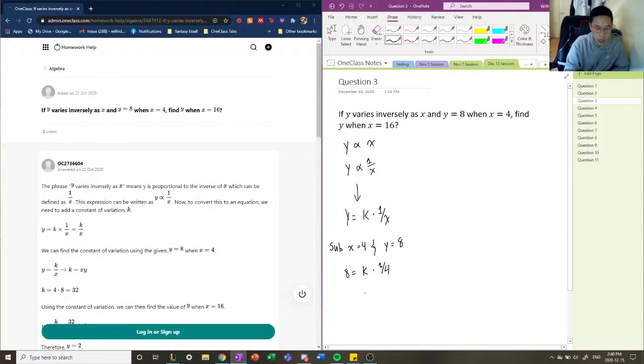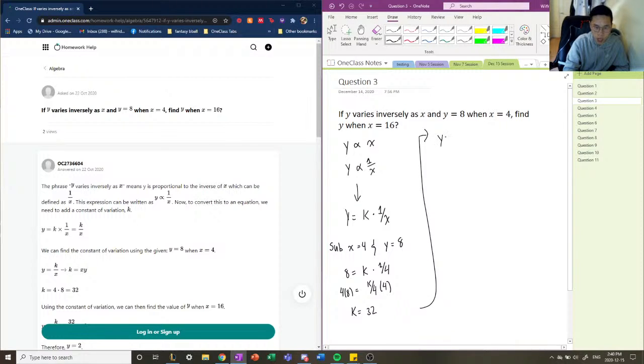Okay, so now we're going to isolate for k. So we're just going to move our 4 over. We multiply both sides by 4, and we get 4 times 8 equals k over 4 times 4, and we get k equals 32. So now we have found our constant k, and we can plug it into our relation.